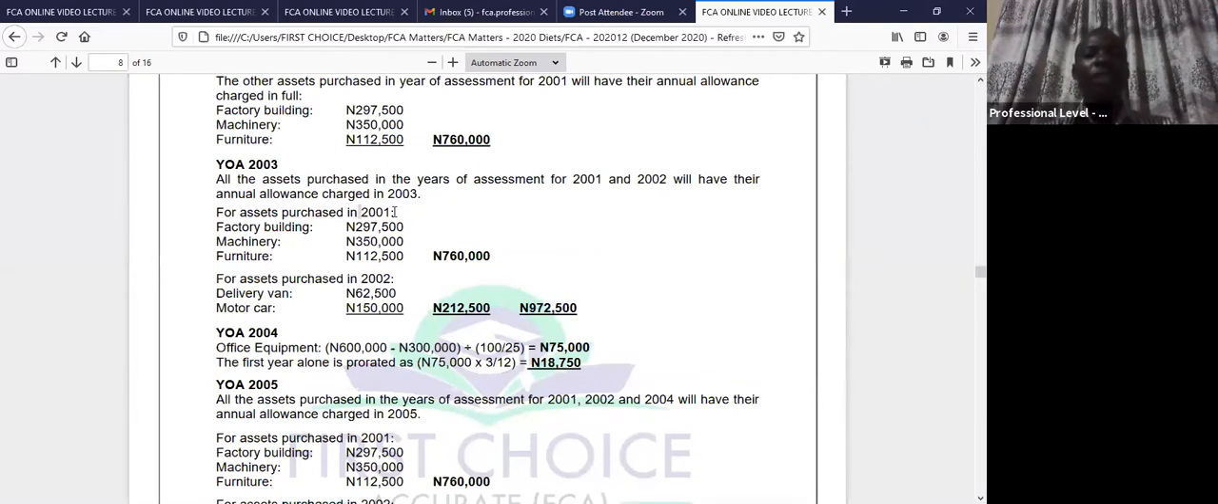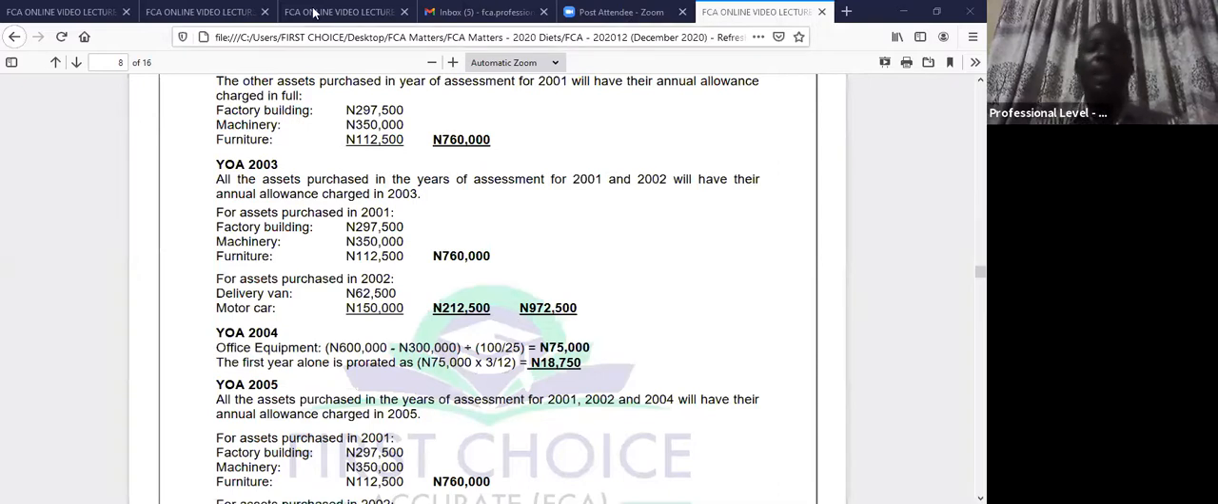Assets purchased in 2001 will bring their full annual allowances. If you add them up, it gives you 760. Assets purchased in 2002, if you add their full annual allowances, it gives you this. And when you add the two of them together, it gives you 972,500. So that's what we did to get the 972,500.